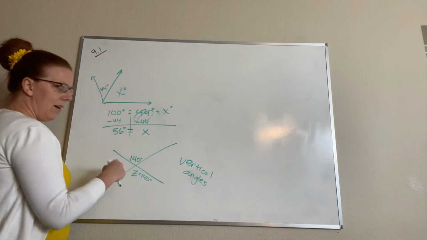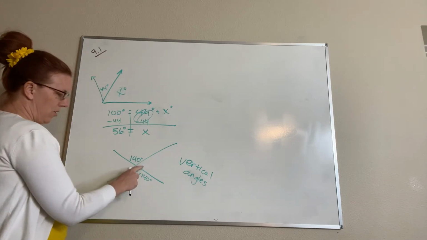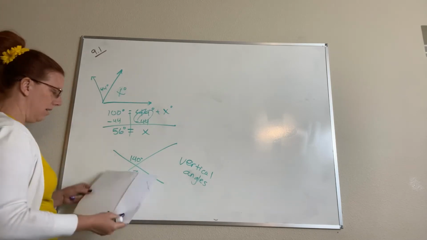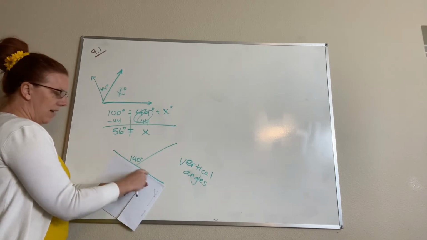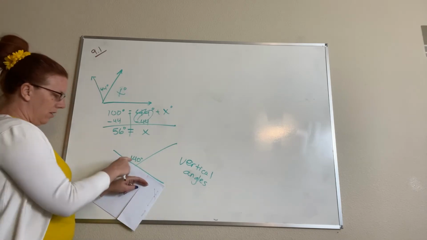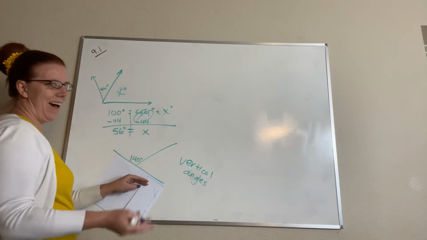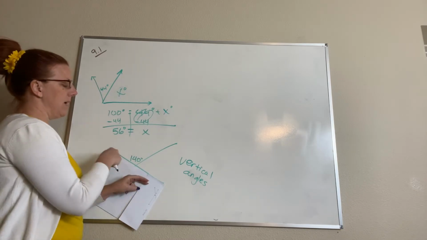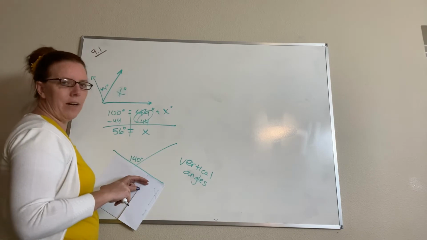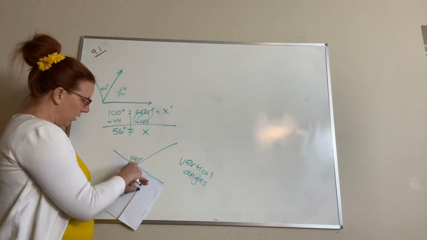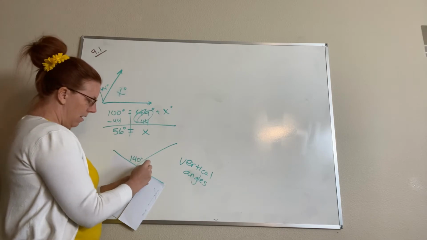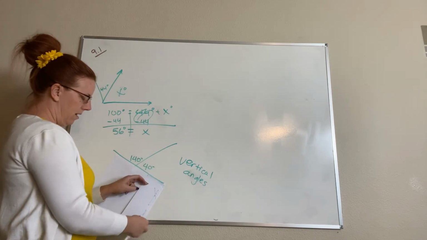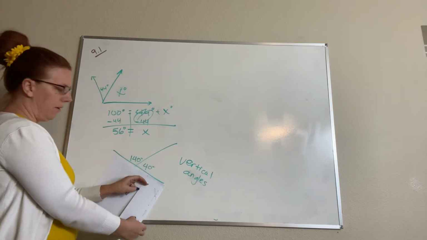By the way, and you'll be asked this, you can also tell me the measure of this one because that's a straight angle. And straight angles add to be 180. So this plus this have to equal 180. Anything that makes a straight line adds to be 180 degrees. So what can I add to that to get a total of 180? It would have to be 40 degrees. These two add to be 180.